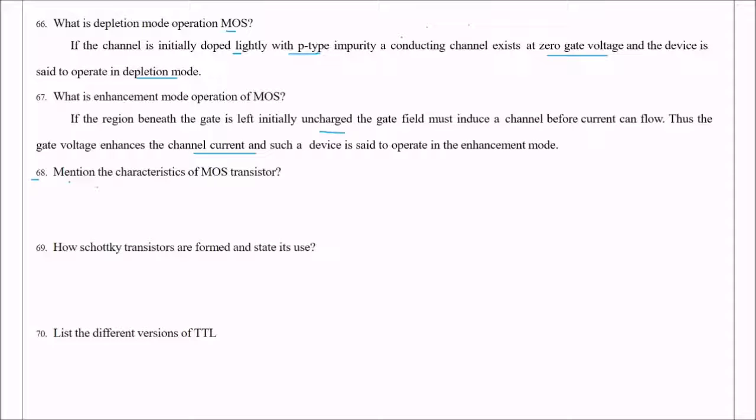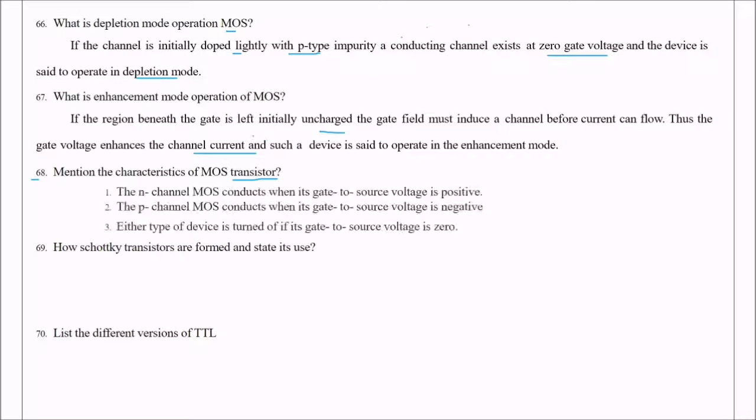Next is, mention the characteristics of MOS transistor. The N-channel MOS conducts when its gate to source voltage is positive, while the P-channel MOS conducts when the gate to source voltage is negative. And each type of device is turned off if its gate to source voltage is zero.